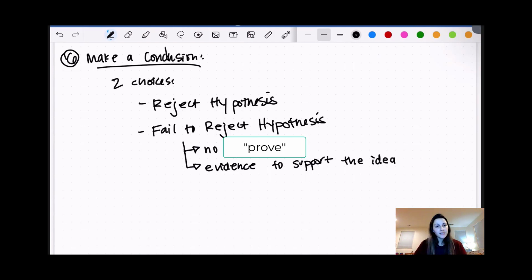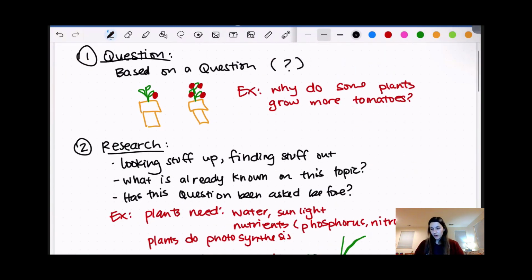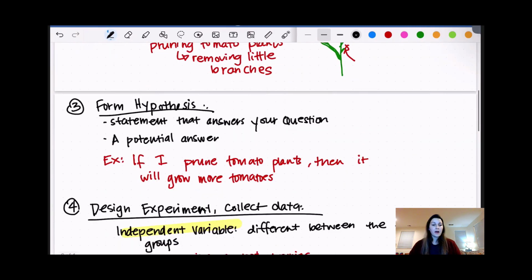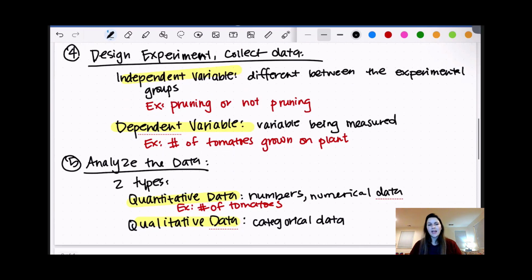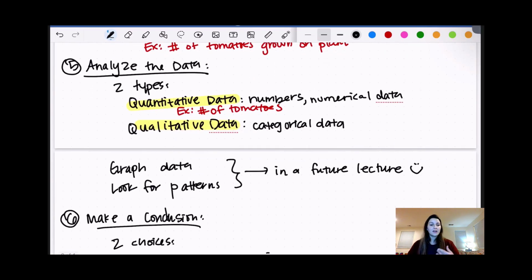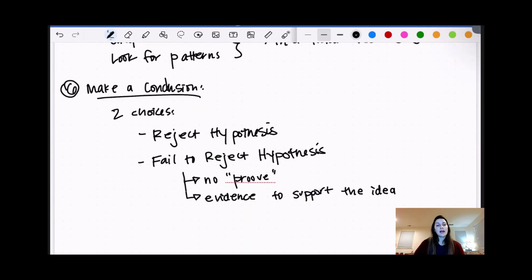So we have 6 main steps of the scientific method. We asked a question. I'll scroll up so we can take a peek at it. We asked a question, we researched it, we formed a hypothesis, we designed an experiment, collected data, we analyzed that data, which may include different types of data, graphing, looking for patterns, and finally we make that conclusion. That's the scientific method, and we'll see you in another video.